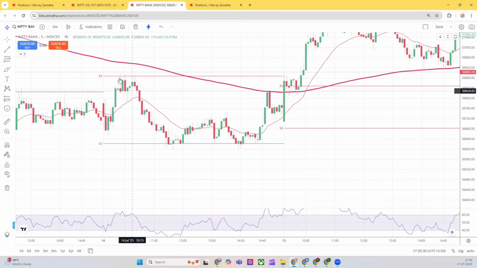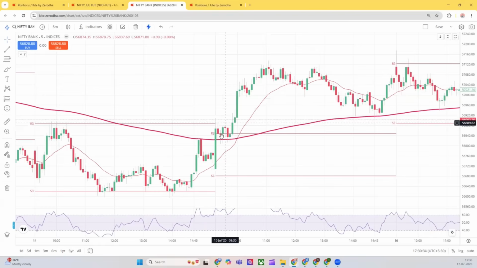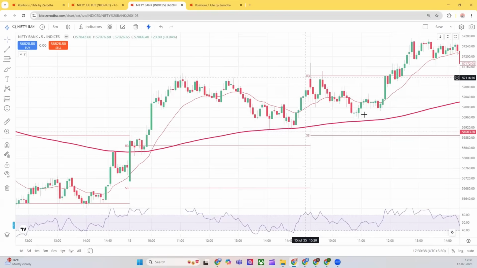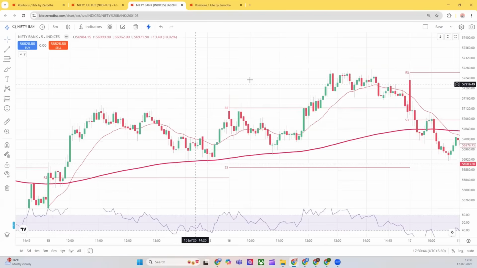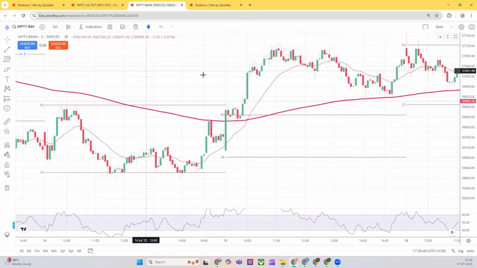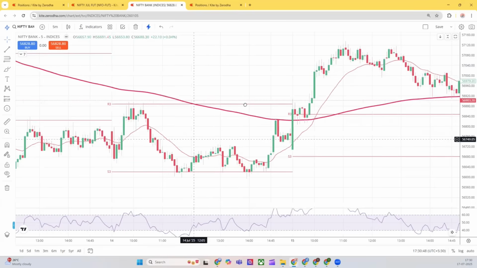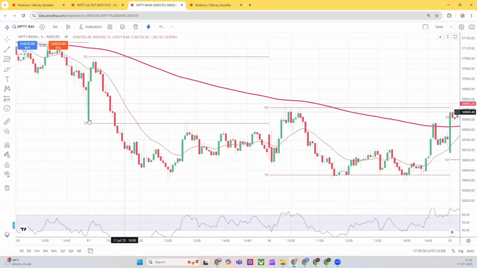So this day also they are playing within R3 and S3. So here also this is an R3 breakout day. Though here, if you see R3 and S3, today is an S3 breakdown day. So these are what you can see. This is what I have already explained. So let me go through this day also.